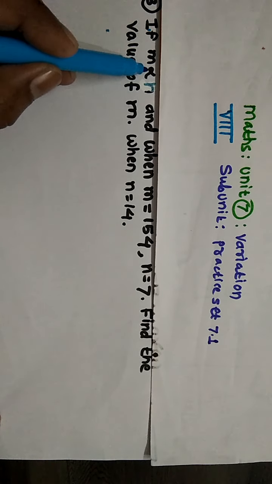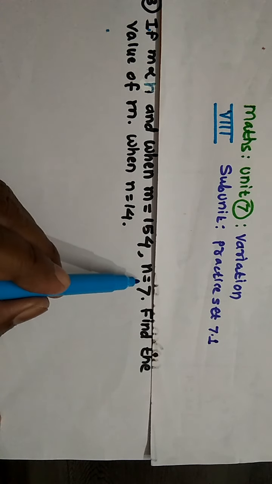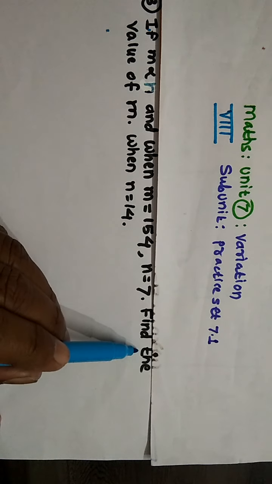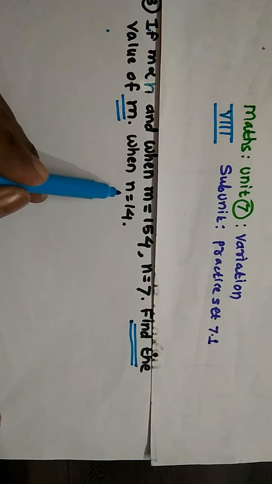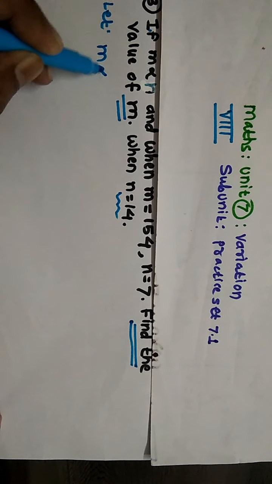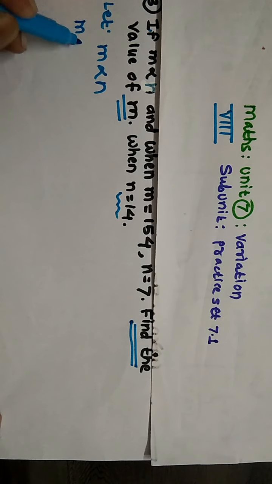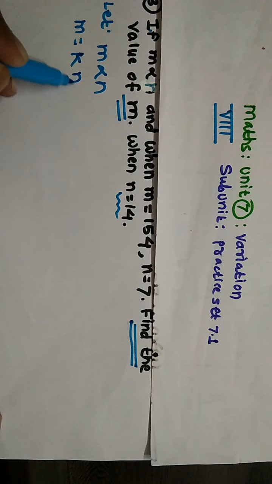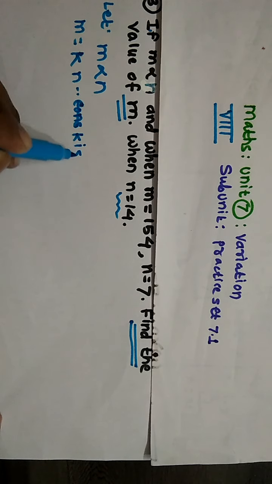If m varies directly as n, when m is equal to 154 and n is equal to 7, then find the value of m when n is equal to 14. How can we solve this example? Let's first write down the given variation. There is a direct variation between m and n. To solve this, we take a constant k.